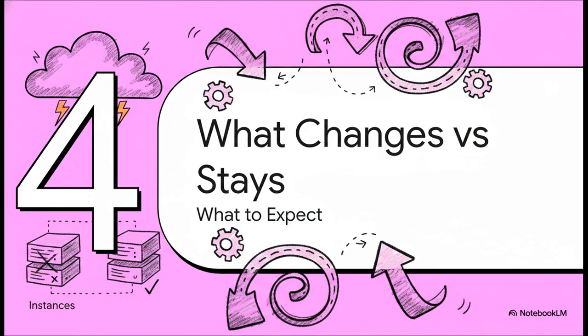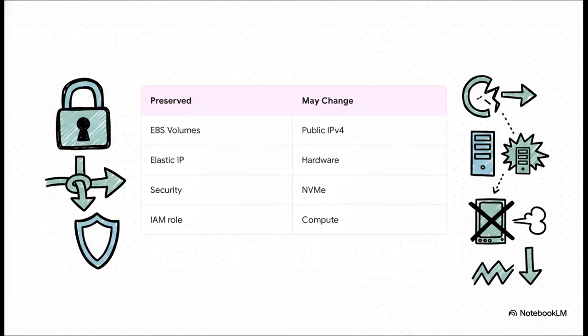Let's talk about what to actually expect. So the crucial point is really understanding this exact breakdown. On the preserved side, your EBS volumes and all your data, they remain perfectly intact. Your Elastic IP association stays. Your security groups, IAM roles, tags, and your internal private IP address all stay exactly the same.